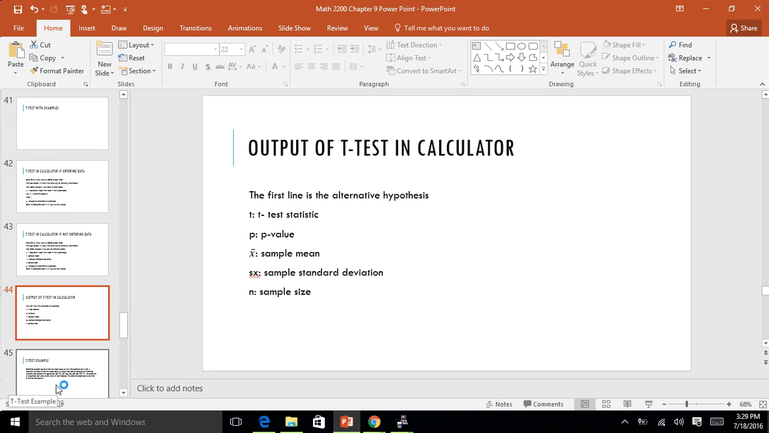So what is it going to give you for your output? Your output for that is going to be, the first line is the alternative. The next is the t-test statistic. The next is the p-value, then sample mean, sample standard deviation, and then sample size.